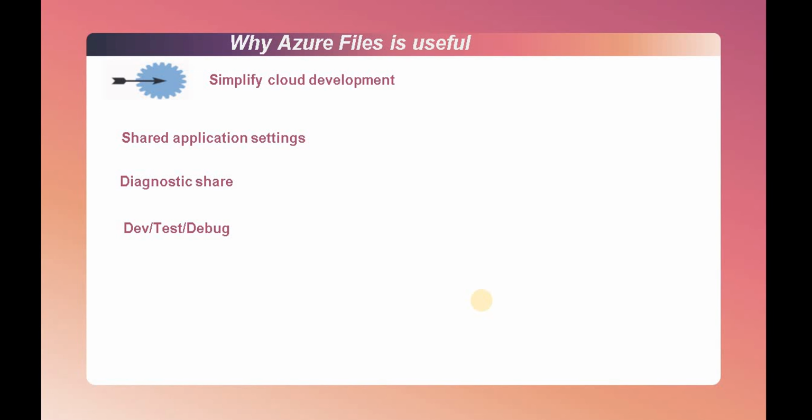Next is dev, test and debug. When developers or administrators are working on VMs in the cloud, they often need a set of tools or utilities. Copying such utilities and tools to each VM can be time consuming and expensive. So by mounting an Azure file share locally on the VMs, a developer or administrator can quickly access their tools and utilities, no copying required.